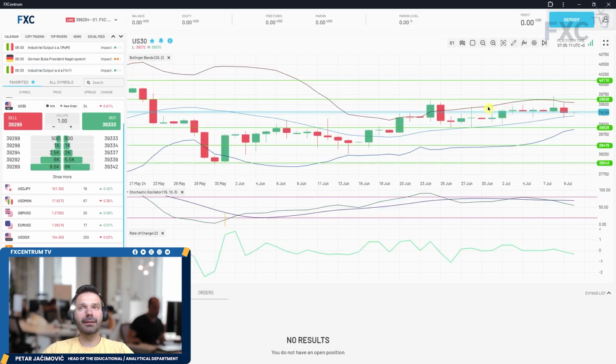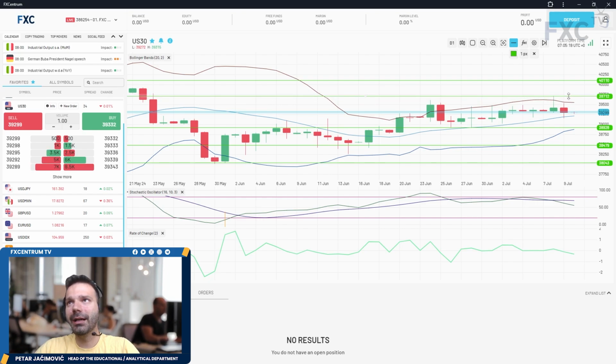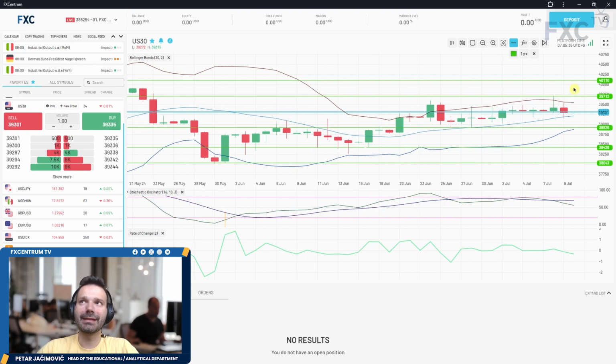On the US 30, we can see that market is in a consolidation. We have resistance at the pin bar high at 39,700 and support at 38,928. Still pretty big indecision in the last 2 weeks. In case of the down break, we have a potential for a drop towards 38,400. In case of the upside breakout of resistance, there is a chance for 40,100 to be tested.